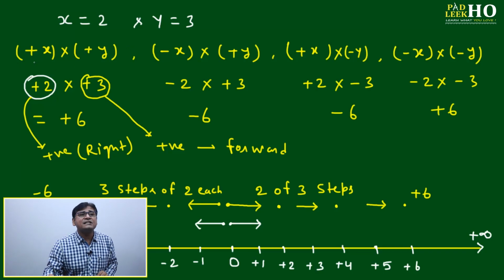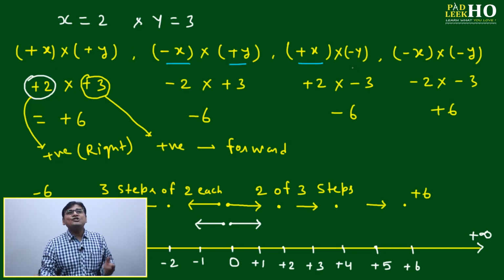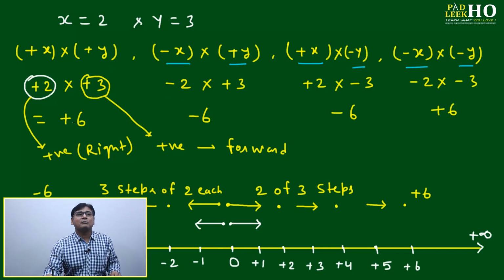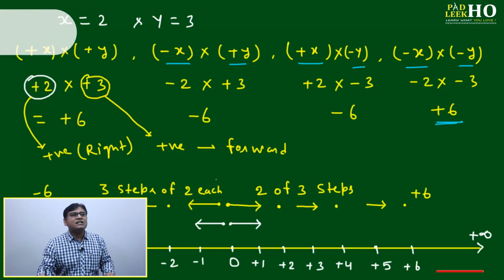Then here there are 4 possibilities: plus x into plus y, minus x into plus y, plus x into minus y, and minus x into minus y. Plus 2 multiplied by plus 3 will become plus 6, minus 2 multiplied by plus 3 will become minus 6, and this will become plus 6. How is it happening? Let's look.